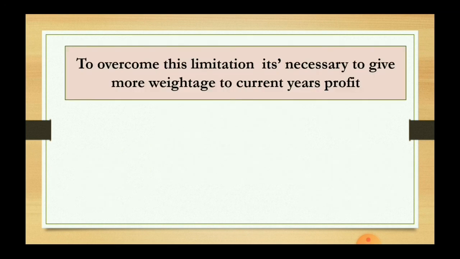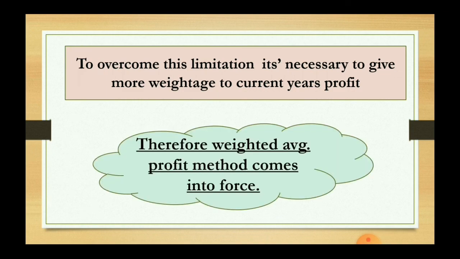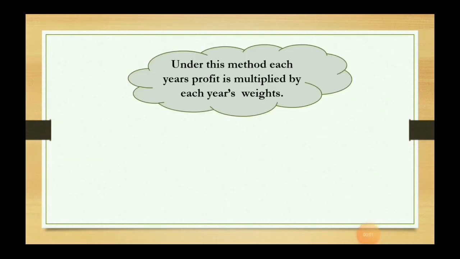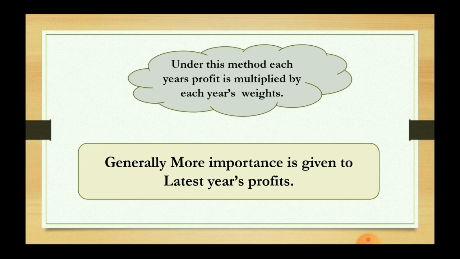Now, to overcome this limitation, it is necessary to give more weightage to the current year's or latest year's profit. Therefore, the weighted average profit method comes into force. Under this method, each year's profit is multiplied by that year's weight, and those weights vary from year to year. While deciding those weights, generally more importance is given to the latest year's profit.